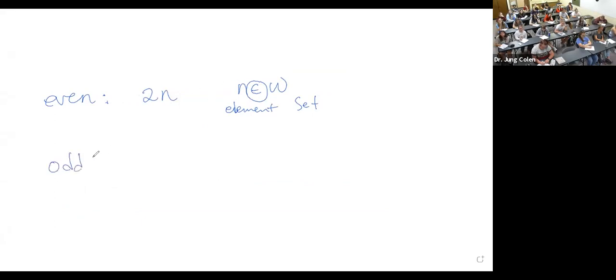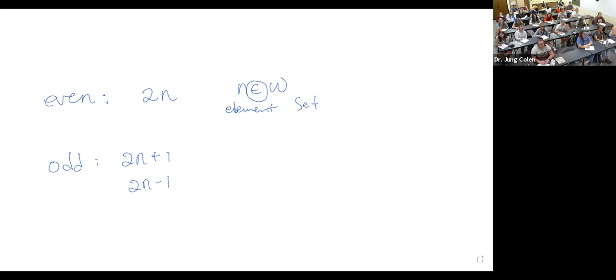An odd number is then either 2n plus 1 or 2n minus 1. For whole numbers, I will go with 2n minus 1 because we want to start from 1. So even and odd numbers, you don't have to know this now, but we're going to use it later. Okay, so let's go back to our assumption here.